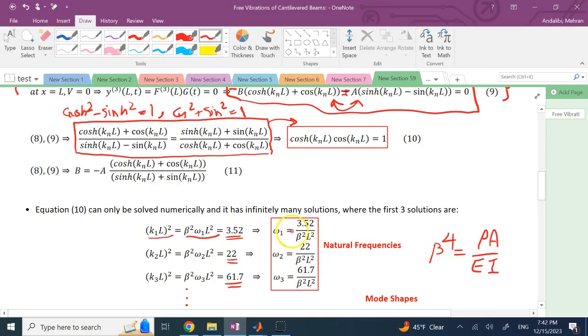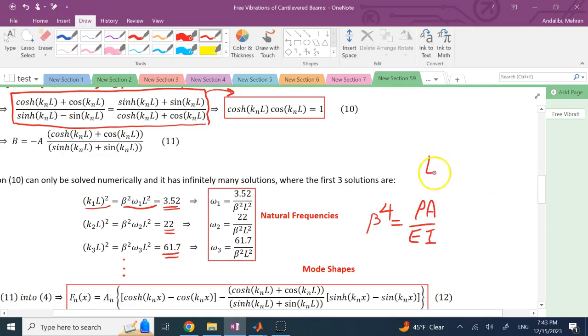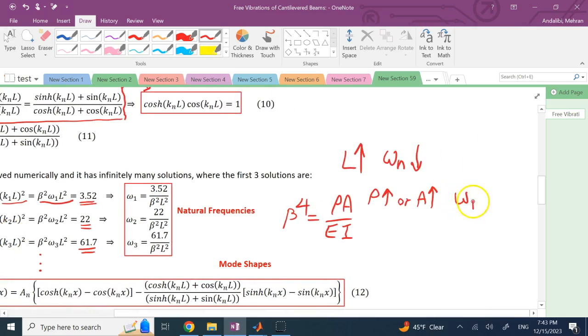So let's see if these frequency formulas do make sense. Clearly you see that if L goes up, the natural frequency goes down, and it's expected. It's a longer beam, it takes more time to oscillate, so omega should go down. What else? If A or rho, any of them goes up, that means beta goes up. If beta goes up, omega 1 goes down. Is that true? Yes. If you have a beam that has a bigger cross-section or is from a denser material, of course it is harder to oscillate it fast, so the natural frequency is lower.